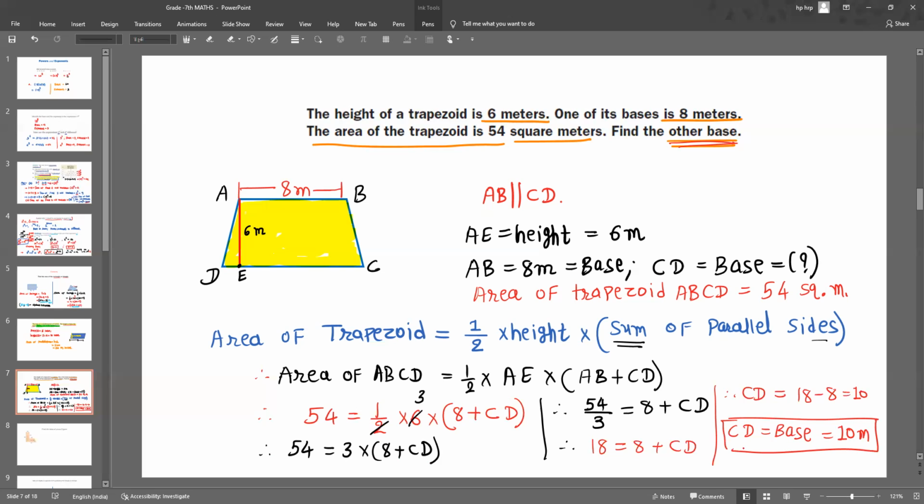Understand? So we just use this formula for the area of a trapezoid, and then we find the other base, that is 10 meter. Understand?